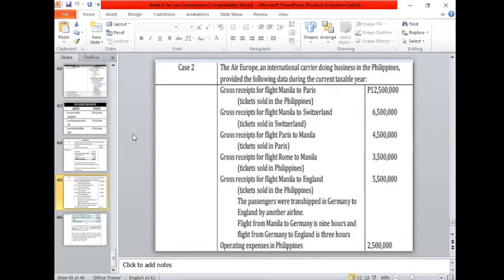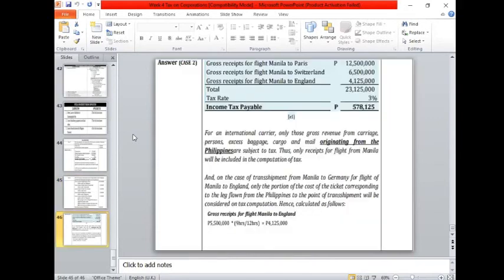But take note, there are passengers who were transshipped in Germany to England by another airline. So the flight from Manila to Germany is 9 hours, and the flight from Germany to England is 3 hours. So there's a transshipment, okay? And then the operating expenses in the Philippines is 2.5 million. Okay, so let us compute for the special tax. So what is the special tax?